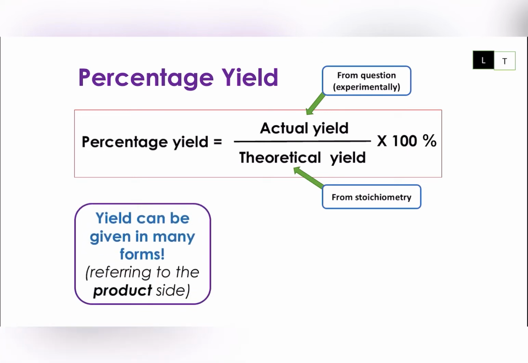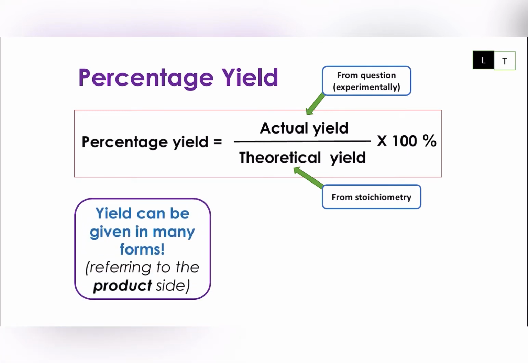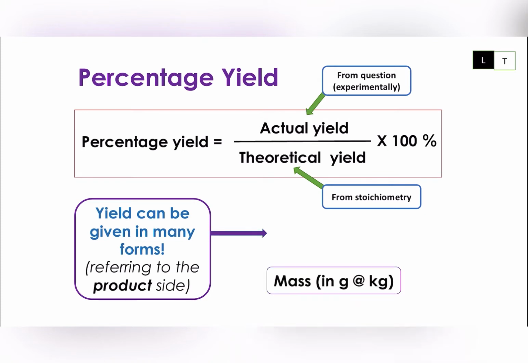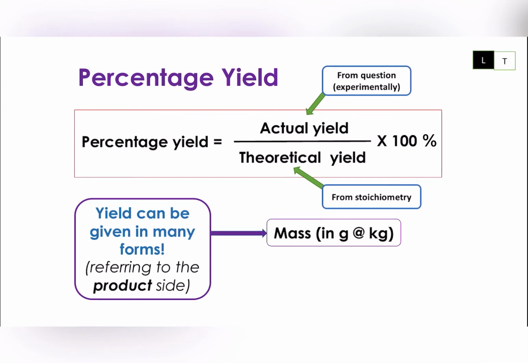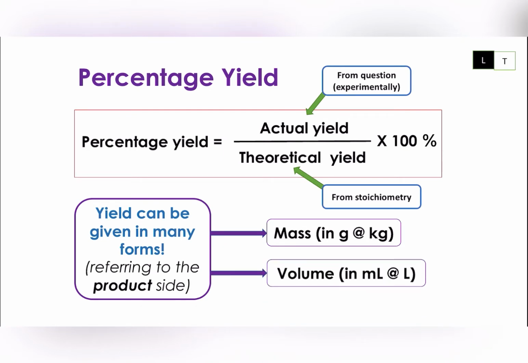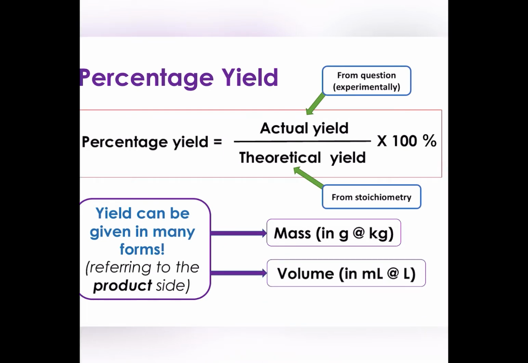Product can be given in many forms. The first one is mass, whether in gram or kilogram, and the second one is in terms of volume, whether milliliter or liter. So let's try one example of how to calculate the percentage yield based on this question.